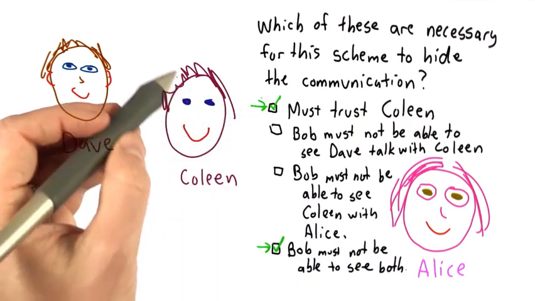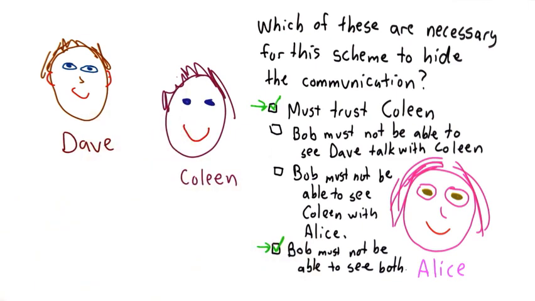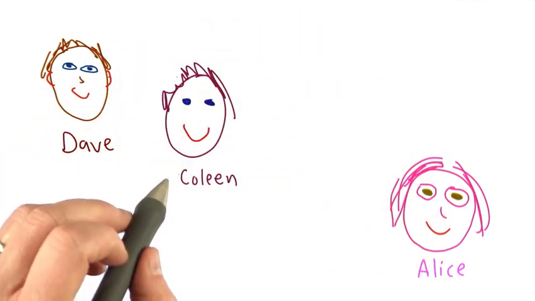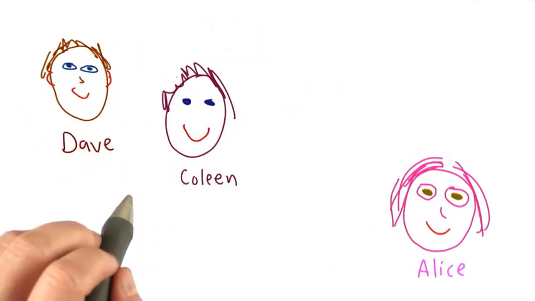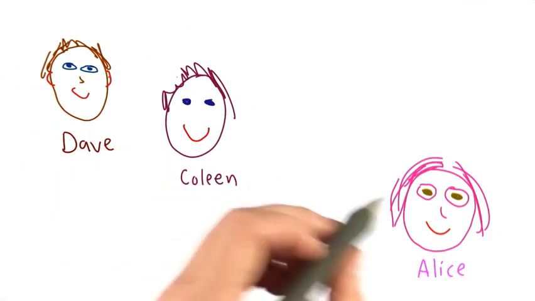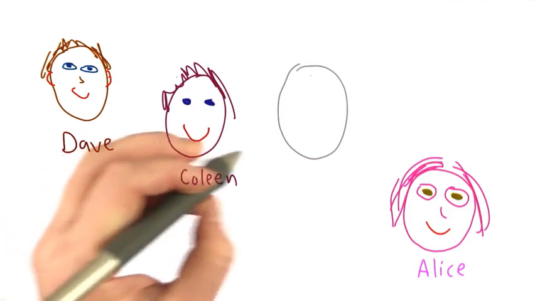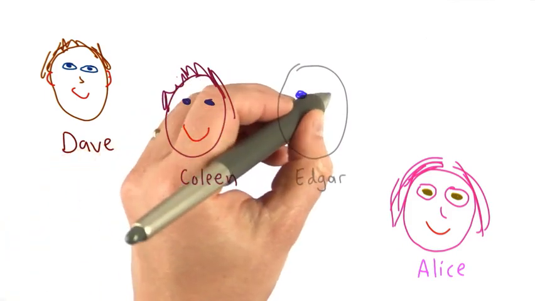We need to know that Colleen can be trusted, and we need to know that Bob can't see both of these transactions. Those are pretty high security assumptions. We don't want to have to trust Colleen completely, and we don't want to rely on the fact that Bob can't see these two conversations. So the way to make it more secure is to add a third person. Let's say we know Edgar as well.